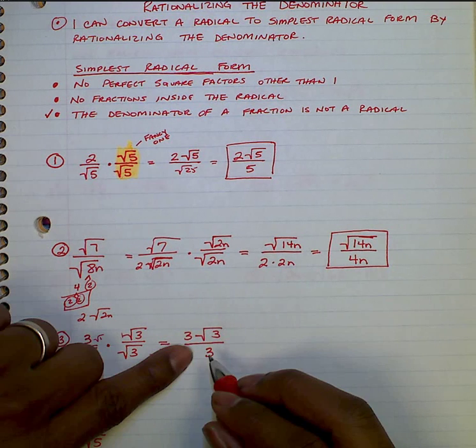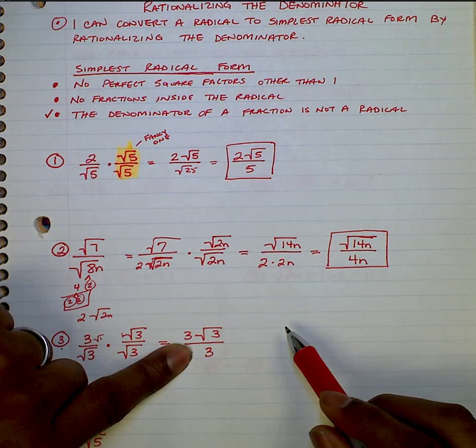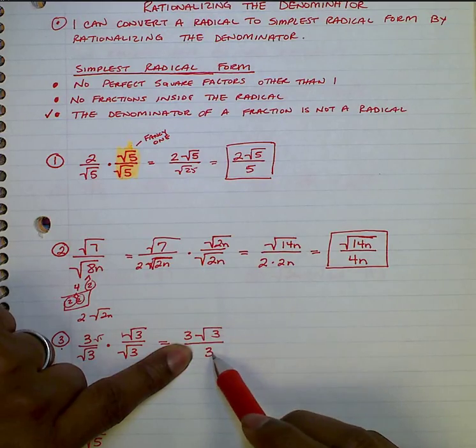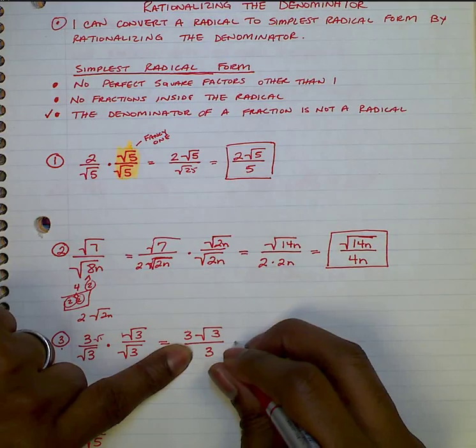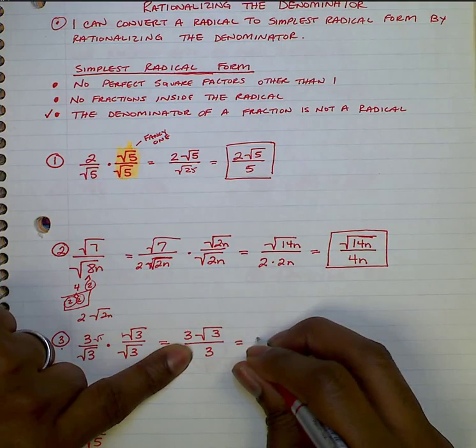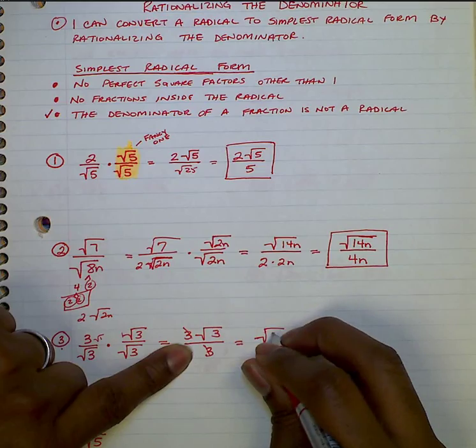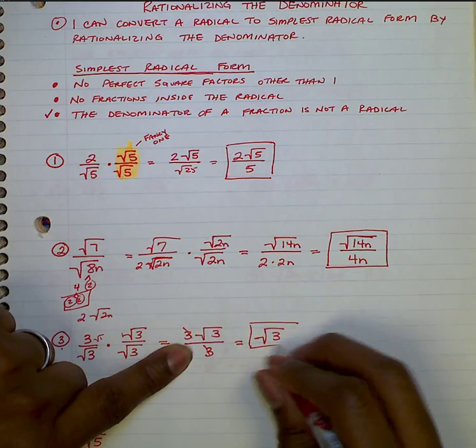And so like I said, we should look to simplify each time, and this time we can because we have a 3 on the outside up top and a 3 on the outside in the denominator. And so when we simplify it, we just have radical 3 left. And so that's our answer.